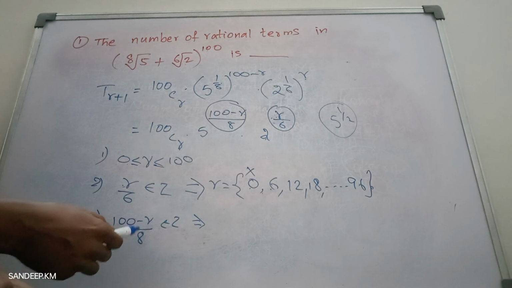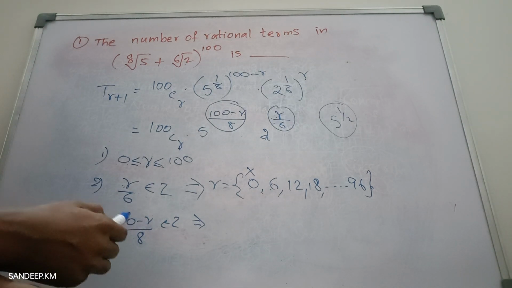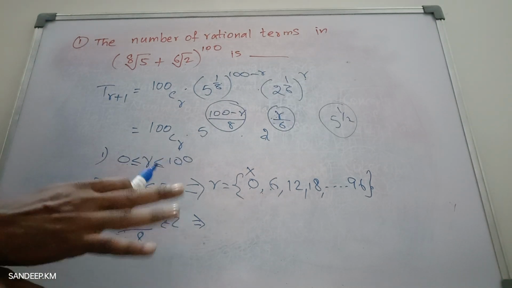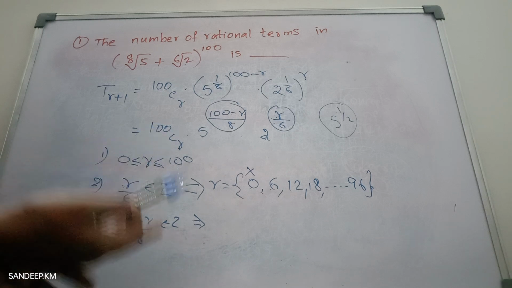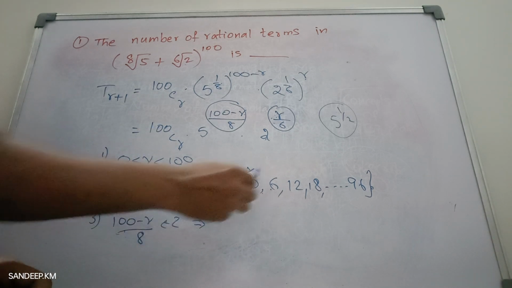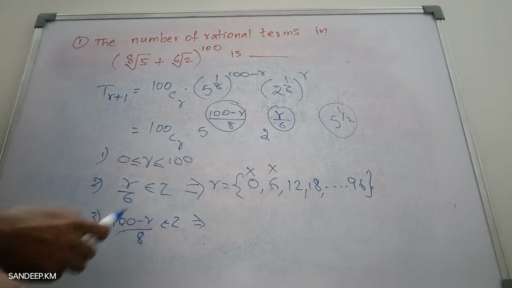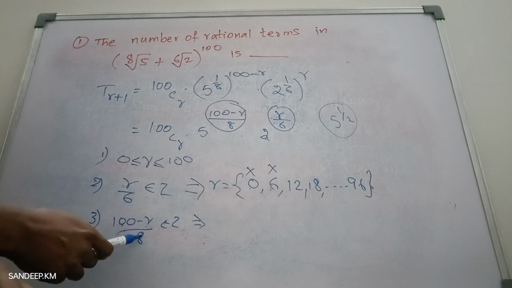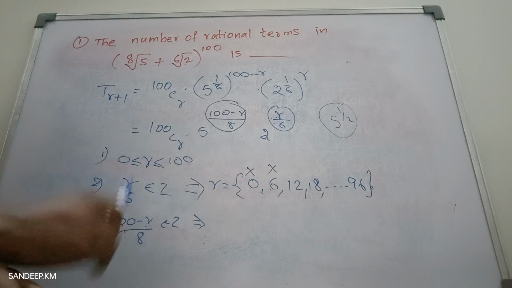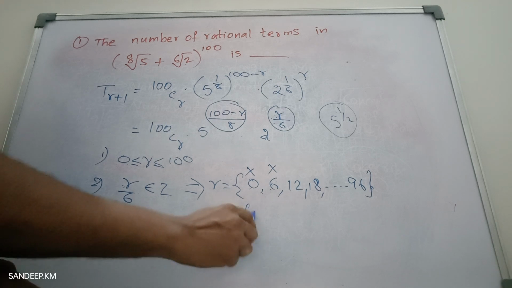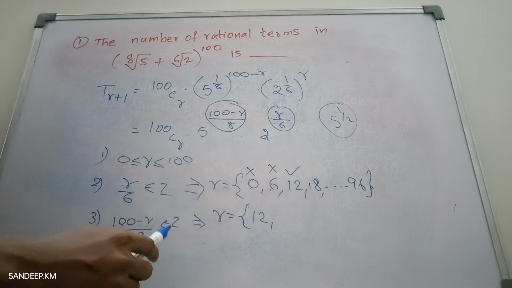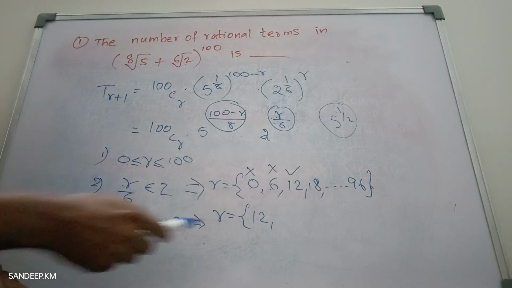Next, let us substitute 6. 100 minus 6 is 94. 94 by 8 is not an integer. We will get 47 by 4. So even 6 cannot be taken. Next, let us check with 12. 100 minus 12 is 88. 88 by 8 is 11. 11 is an integer. So we can take 12. The first value of r which is selected here is 12.